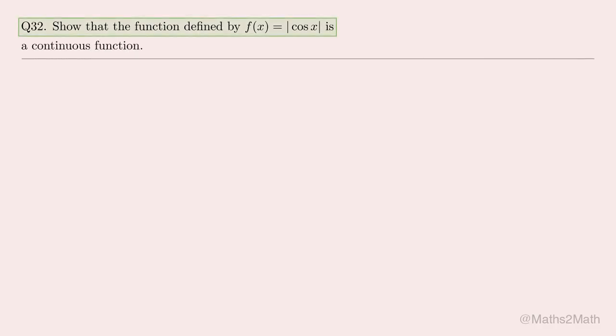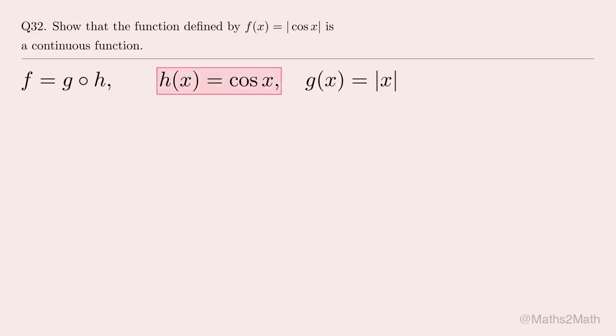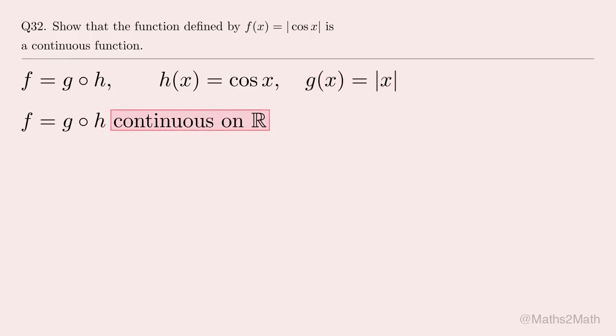Question 32. The absolute value of cosine, again a two-layer composition. This time the outer layer is the modulus function. Write f as g composed with h, with h the cosine and g the modulus, both continuous everywhere. Compositions of continuous functions are continuous, so f is continuous on all of R.